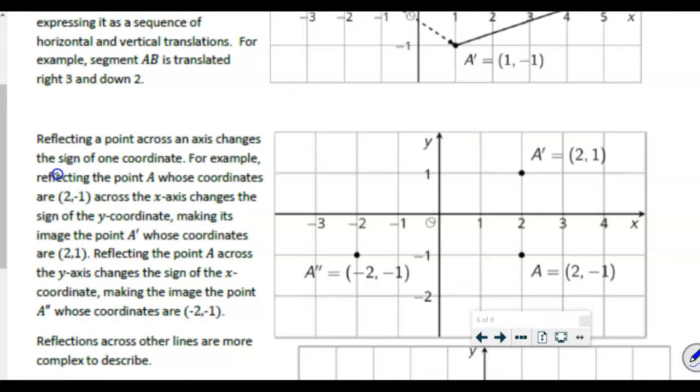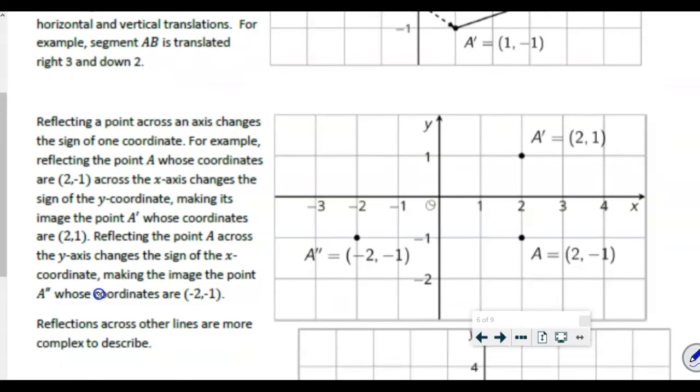Reflecting a point across an axis changes the sign of one coordinate. For example, reflecting the point A, whose coordinates are (2, -1), across the x-axis changes the sign of the y-coordinate. We already observed that, and we wrote it in our summary. Making its image, the point A prime, whose coordinates are (2, 1) instead of -1. However, reflecting A across the y-axis changes the sign of the x-coordinate, making the point A double prime. The coordinates are (-2, -1).